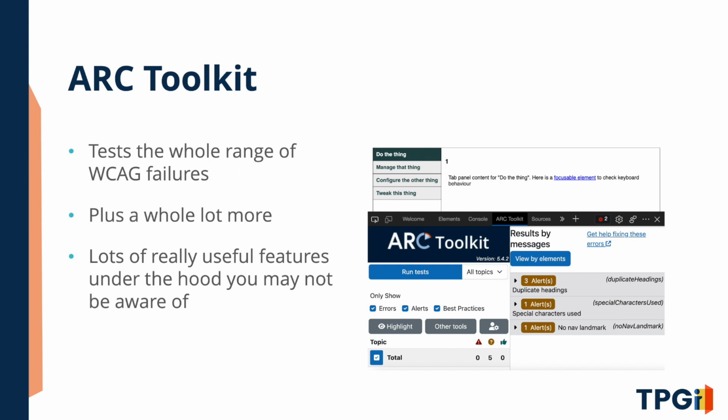Toolkit runs a raft of tests to check for WCAG failures, as well as a number of issues that are not WCAG failures, but still affect accessibility. There's lots of good best practice stuff in there. Like any tool that tests for a lot, results can be overwhelming on some sites. Also, remember that no automated test can give you a complete picture or understand nuance.